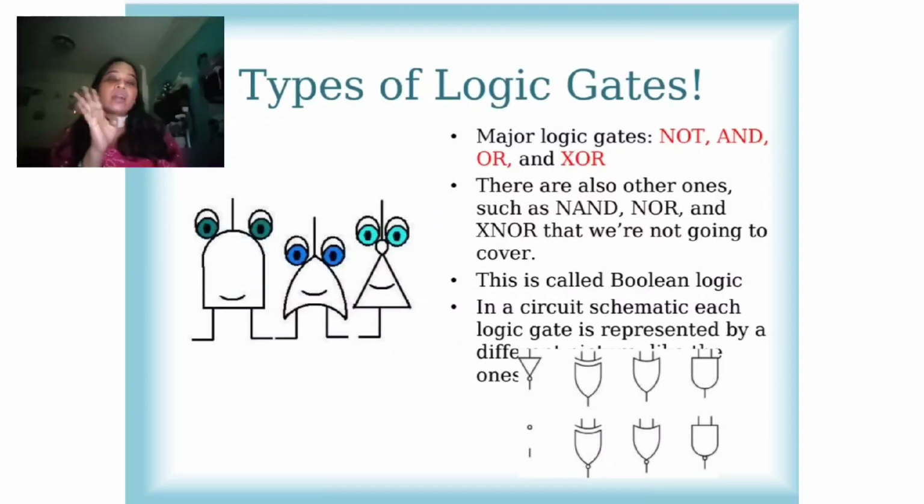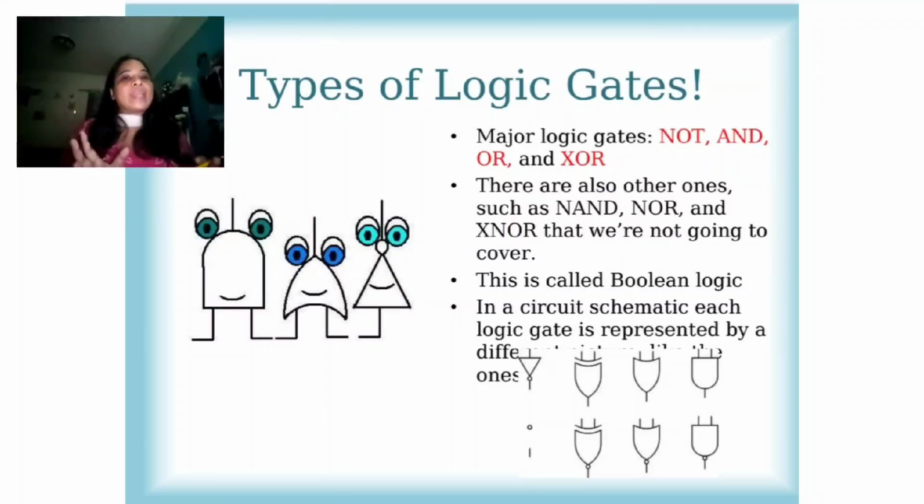These four gates are very important. They play a vital role in this circuit. Here you can see all the circuits. We will call it Boolean logic. Boolean means zeros and ones. Here you can see these gates.